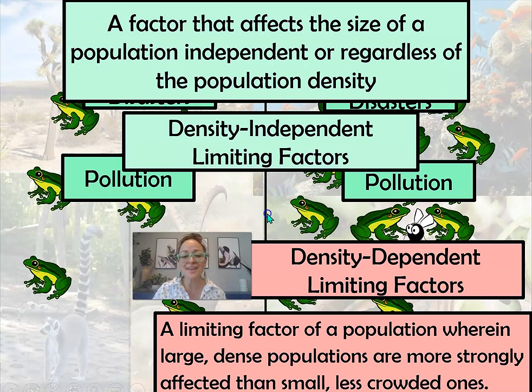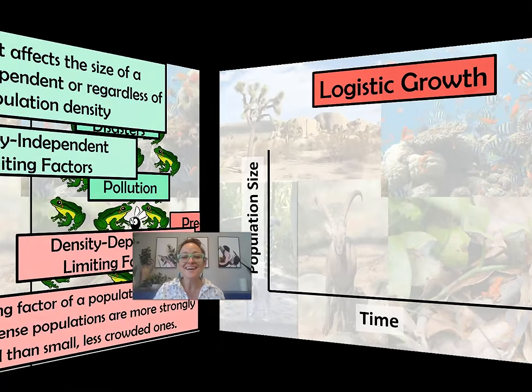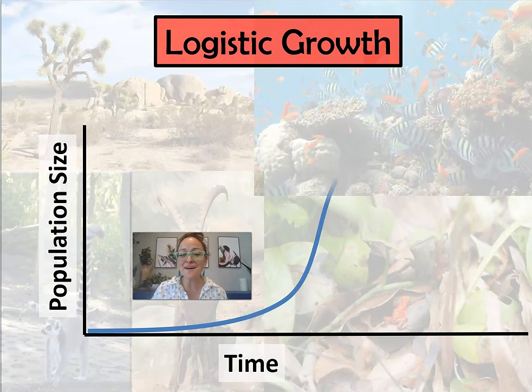Okay, so let's go ahead and go back to logistic growth. So your density dependent: predation, disease, competition. So let's go ahead and talk about this graph.